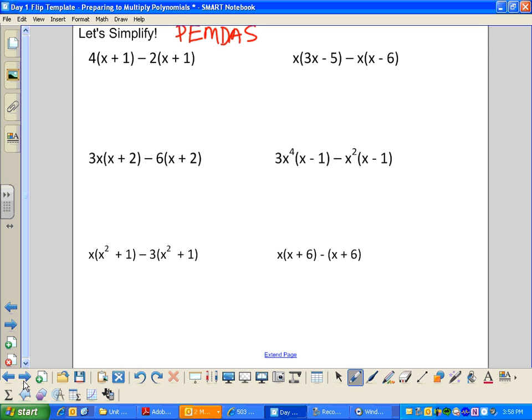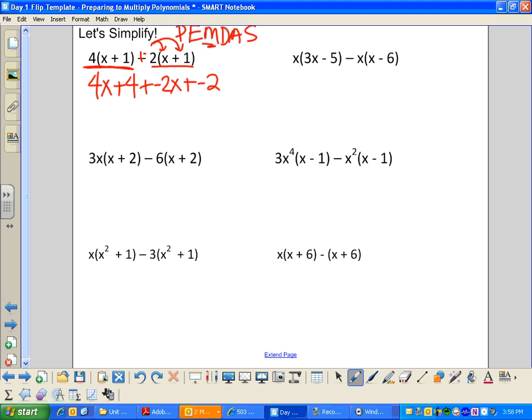So I don't have any exponents. The next thing is do our multiplication. What's happening here? This is actually a product. This is actually 4 times x plus 1. And here's another product here. If you want to leave change, you can. It's really negative 2 times x plus 1. That's why we distribute, because we're actually doing that multiplication step right here. So I'm going to get 4x plus 4 plus negative 2 times x, which is negative 2x, plus negative 2 times 1, which is negative 2.